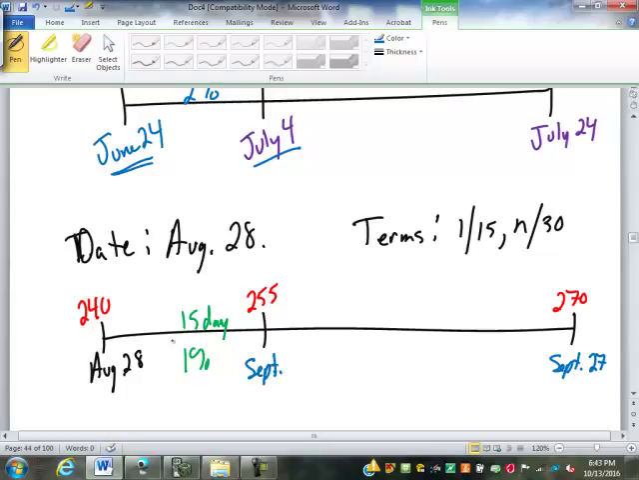So the end of the discount period would be September 12th. The end of the credit period would be September 27th.